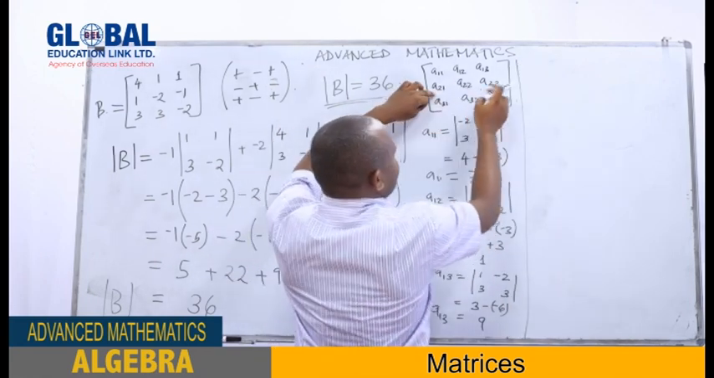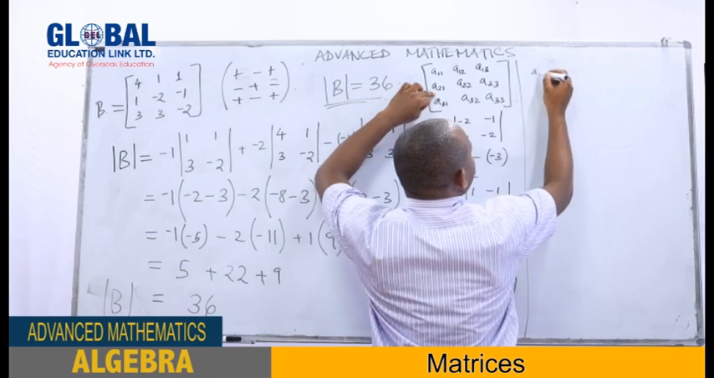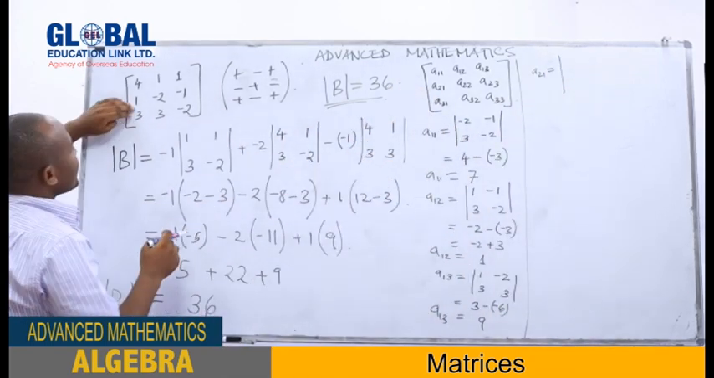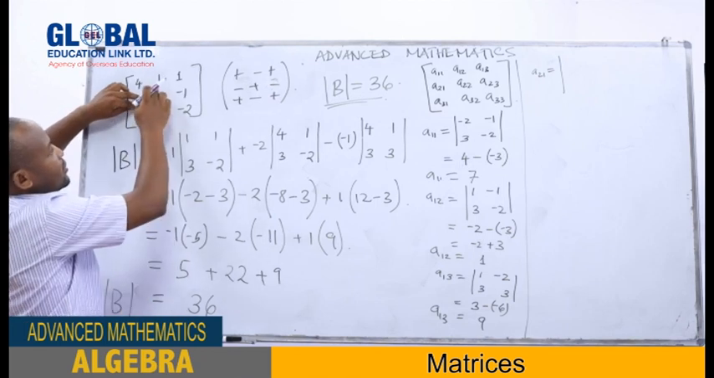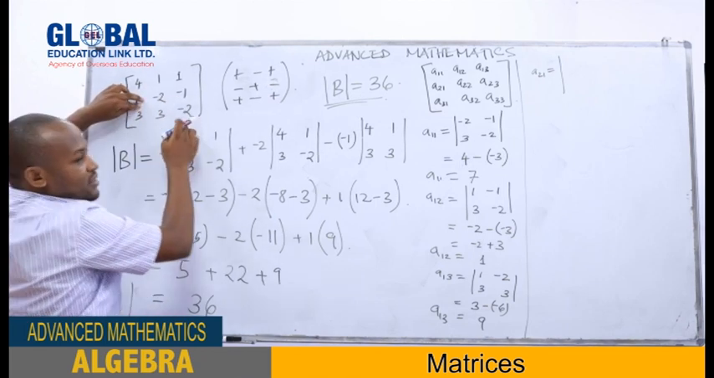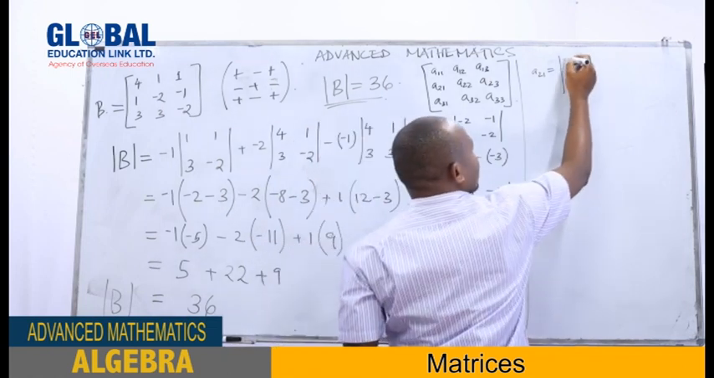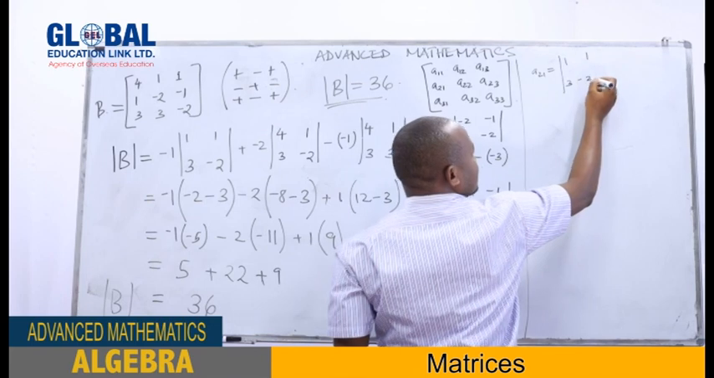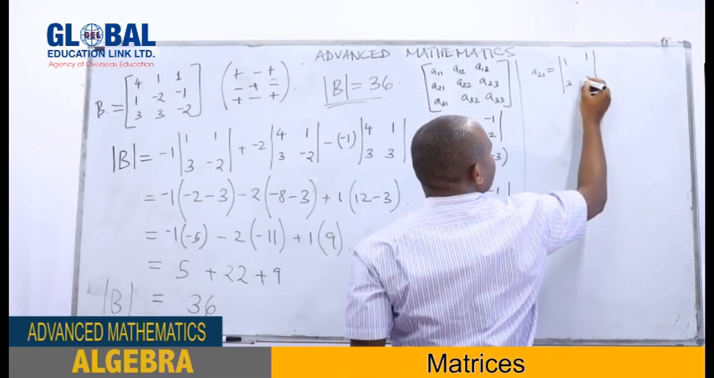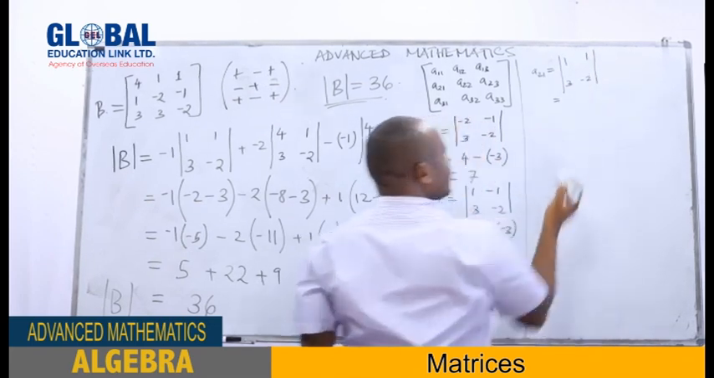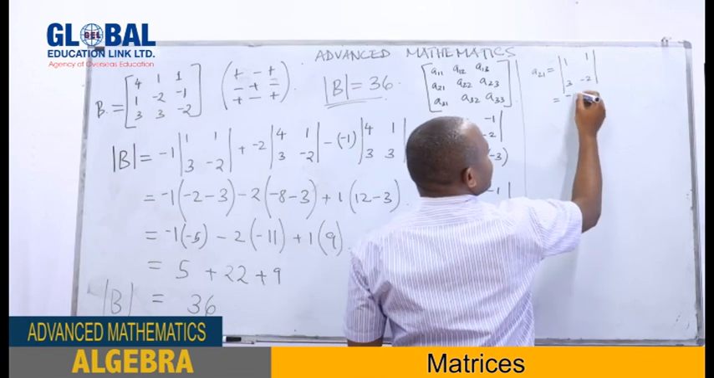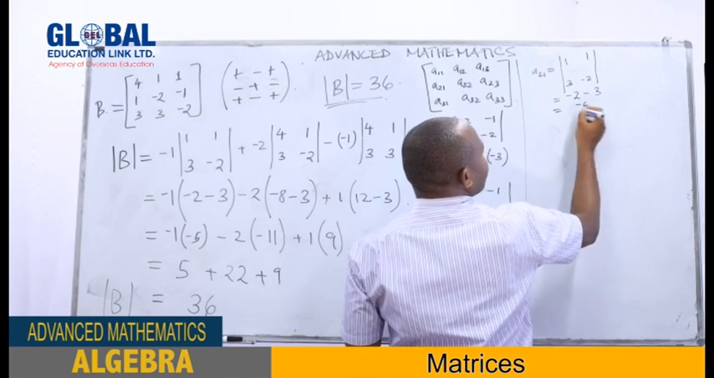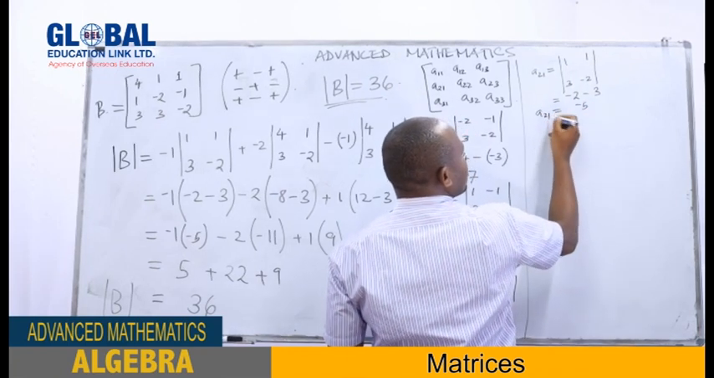Let's go to the second row, that is A2,1. The cofactor of A2,1. That means we are there. Covering that part, we are left with 1, 1, 3, negative 2. Now let's manipulate that. It will be negative 2 minus 3, and that equals negative 5. That is A2,1.